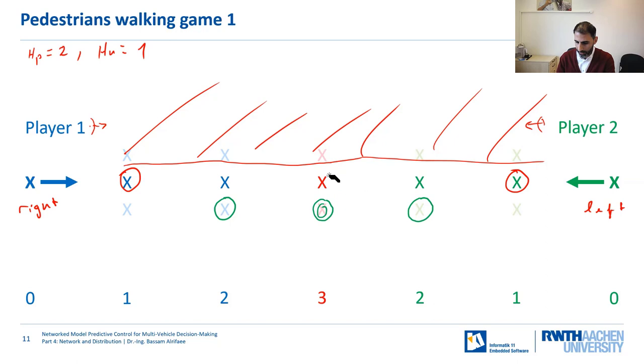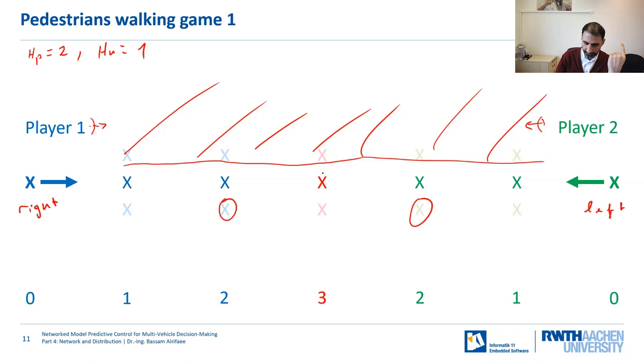So now they don't have other choice than moving to the next point. And we'll change the colors again. So now one moves and two moves. And now both of them predict that they can go back to the reference.